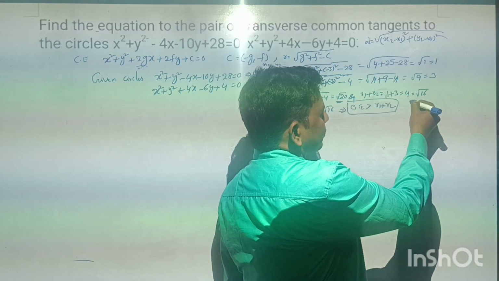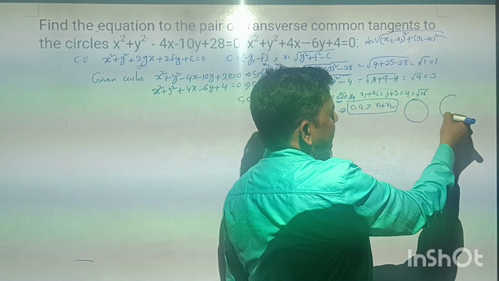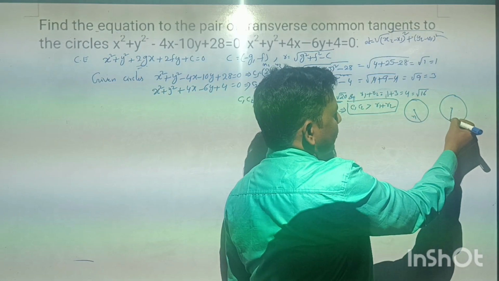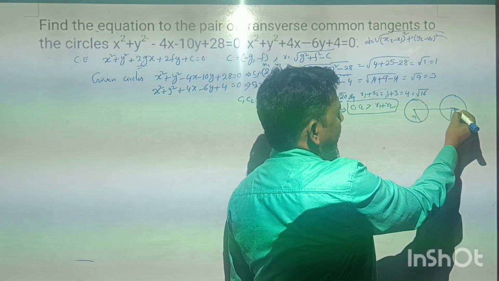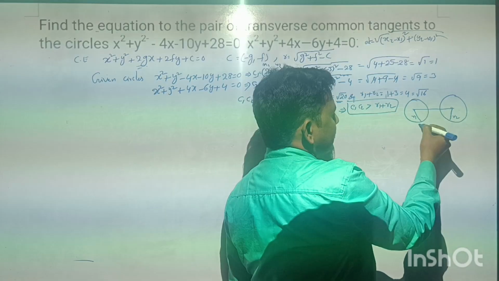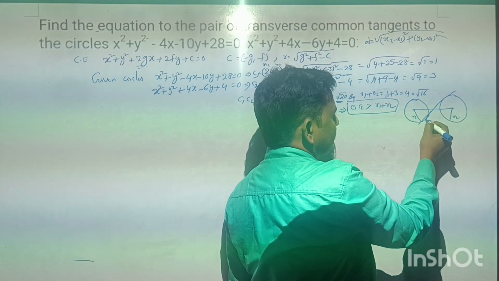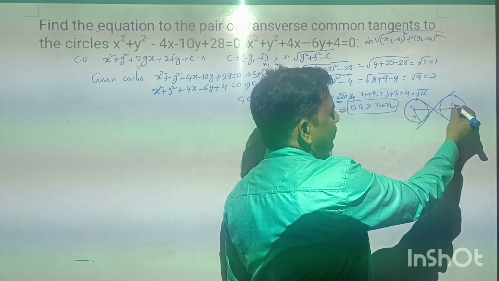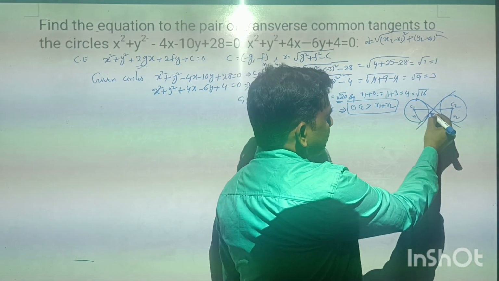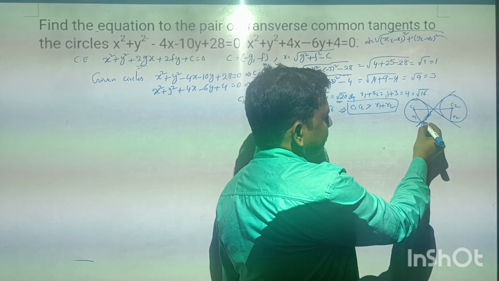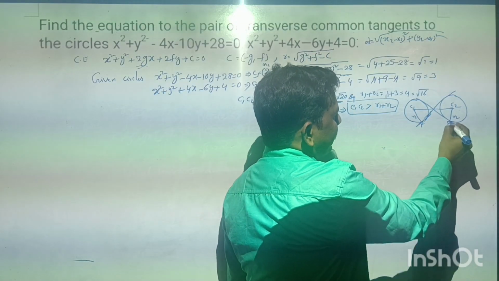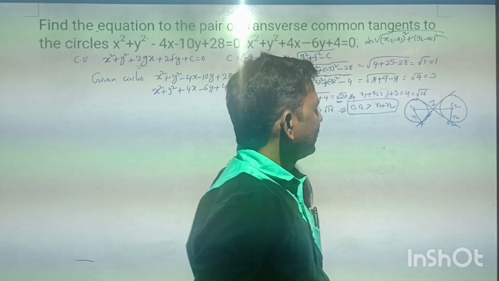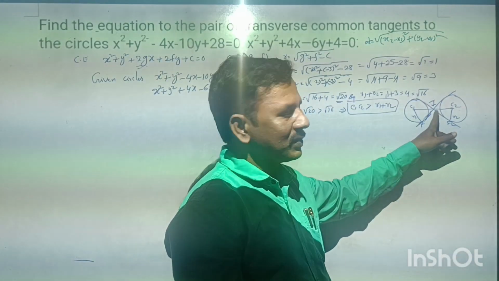So therefore, this is the first circle, this is another circle, with radius R1 and R2. This is a transversal, this is another transversal. This is center 1, center 2. Suppose here F1 and another tangent point F2. Now here the intersection point, the internal center, is I.